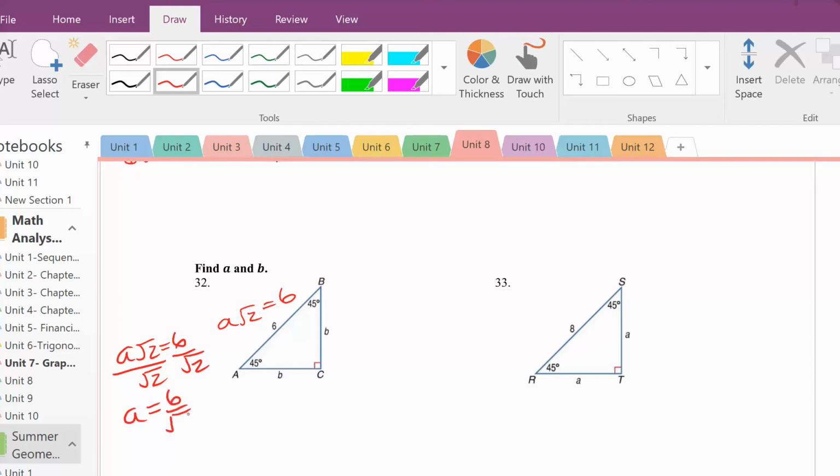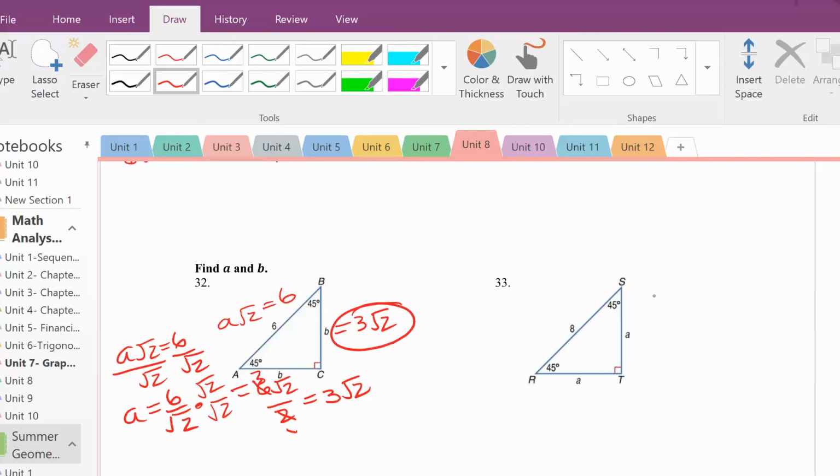6 over rad 2. Now remember, when we're dealing with radicals, we always want to rationalize the denominator, which means we multiply the top and bottom by rad 2. So we get 6 rad 2 over 2, and the 2 and the 6 cancel, so it's equal to 3 rad 2. So B is 3 rad 2.